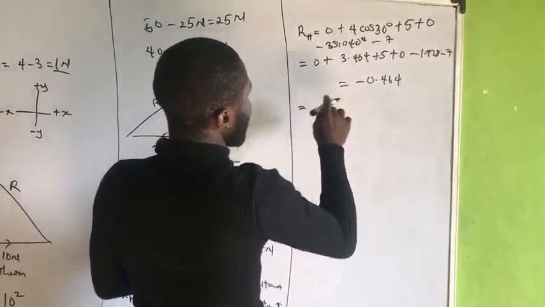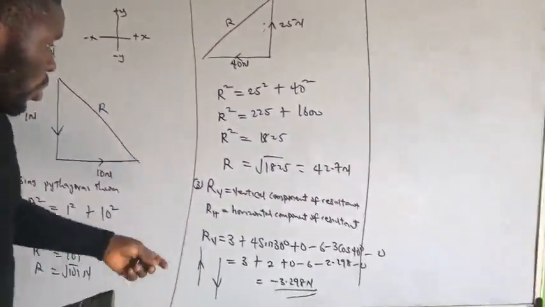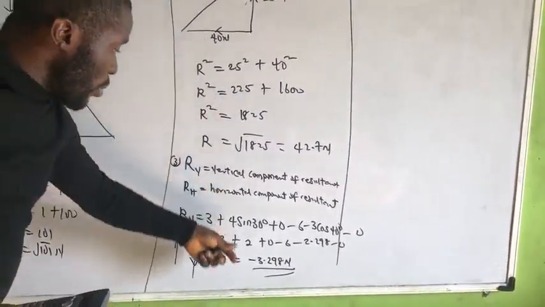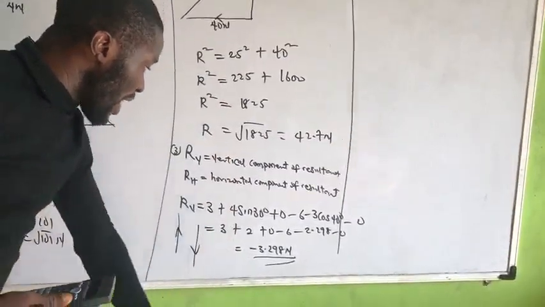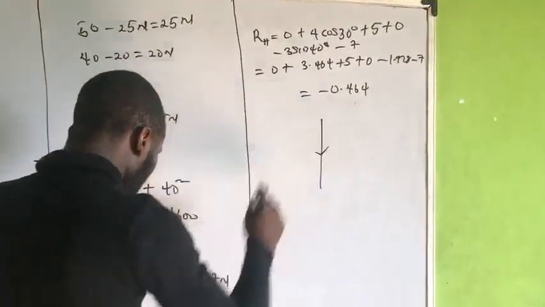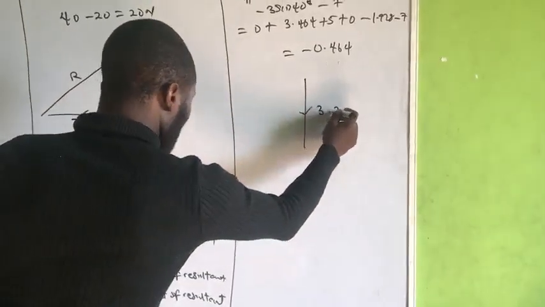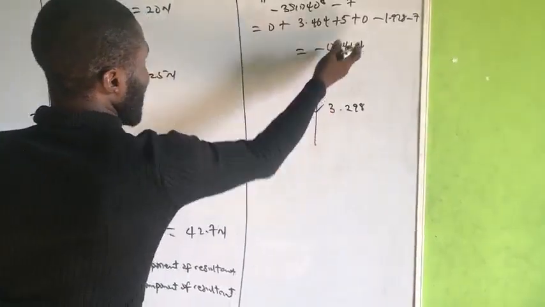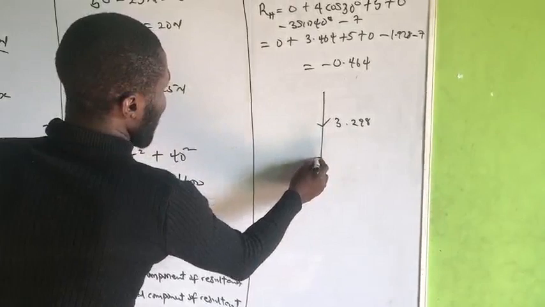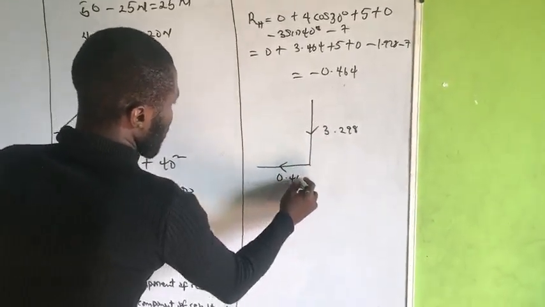So now what do we have? We have minus 0.464. So we draw a triangle. How do we draw the triangle for this? For the vertical component of resultant, we have minus. It means it will be moving to the negative y-axis. So you have this as your RV, and that is 3.298. You don't need to put the negative there. And this one, negative x-axis for the horizontal component of resultant. Since you have minus, it will point in this direction, and that's 0.464.